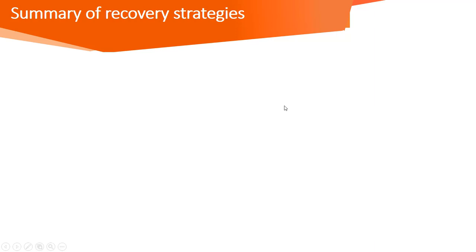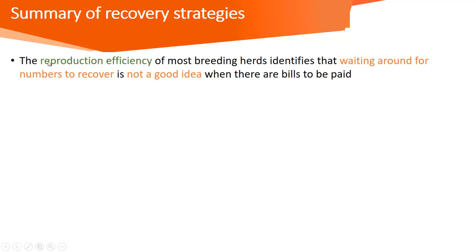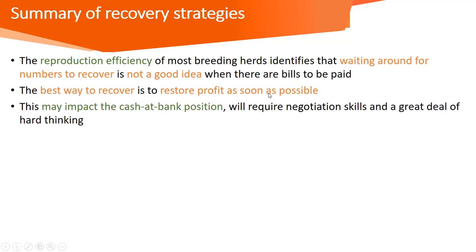Let's summarise our recovery strategy so far. The point was that in these northern herds, the reproduction efficiency of most of these breeding herds identifies that waiting around for the numbers to recover is not a good idea when there's bills to be paid. So you've got to do something. The best way to recover is to restore the profit as soon as possible, and there's options there to do that. But doing something to restore profit as soon as possible might impact the cash at bank position. You might have to go and talk to the bank manager. That could require some significant negotiation skills as you're coming out of a drought and a great deal of hard thinking.